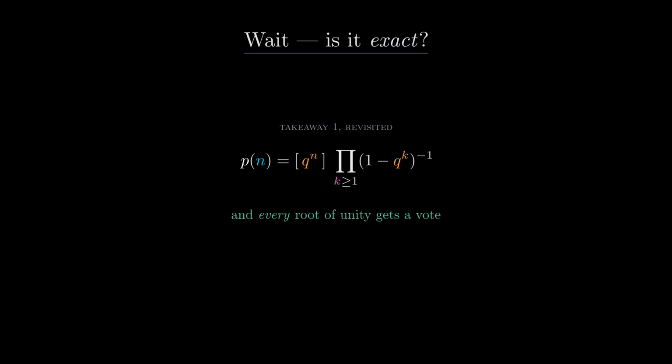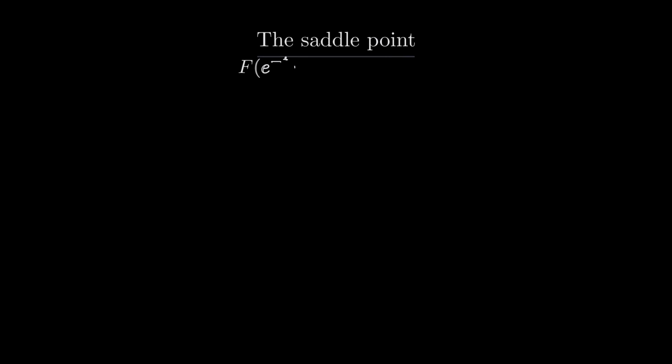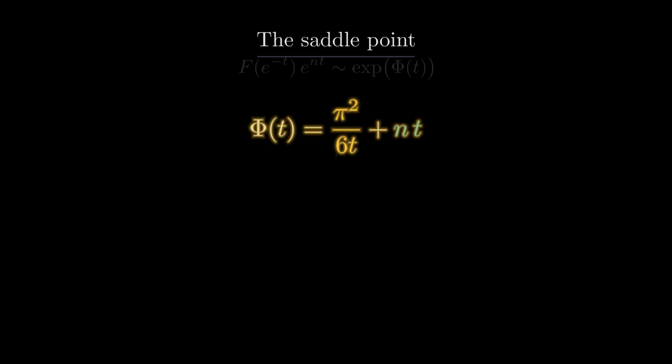Here's the engine. Inside the integral, big F blows up like e to the pi squared over 6t. But pulling out q to the minus n adds an e to the nt. Multiply them, and the size of the integrand is e to the power of one function. Call it big phi. And big phi is a tug of war. The first term, with its pi, screams make t small. The second, carrying n, screams make t large. Two terms opposite ways. Draw them.